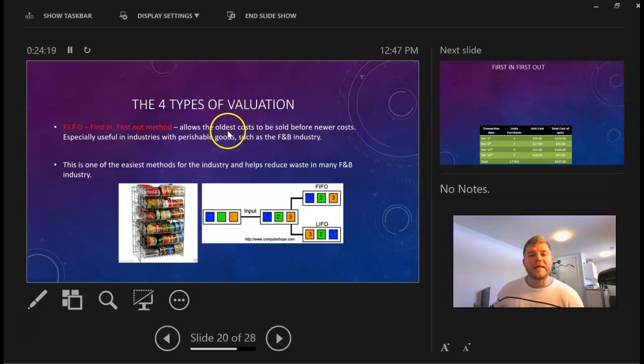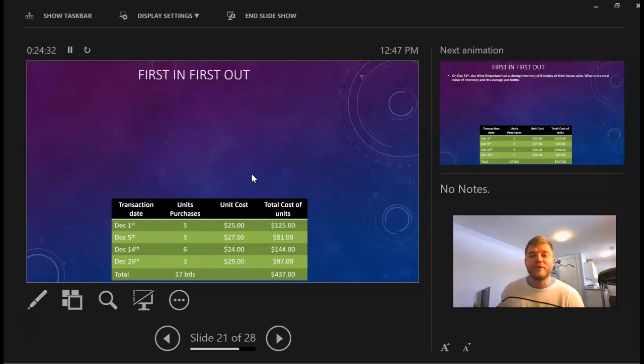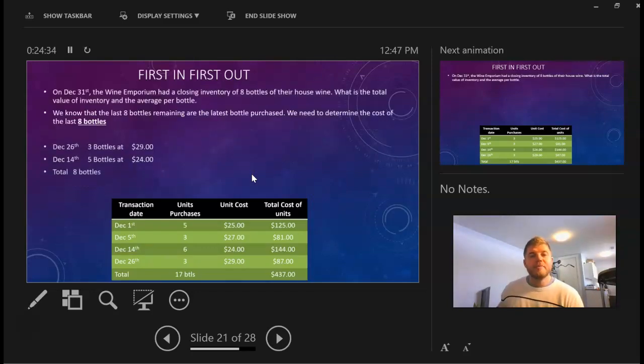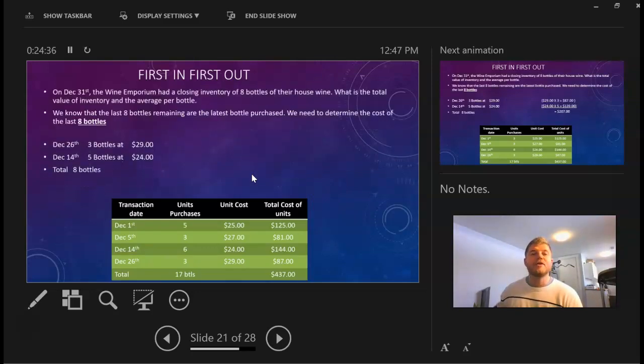I want to use the lettuce that I bought 3 days ago for my salad as opposed to stuff I bought today, because the stuff today will be good for a few more days still. This is one of the easiest methods for the industry and helps reduce waste in many food and beverage operations. But when it comes to inventory, it can be quite difficult. So, first in, first out.